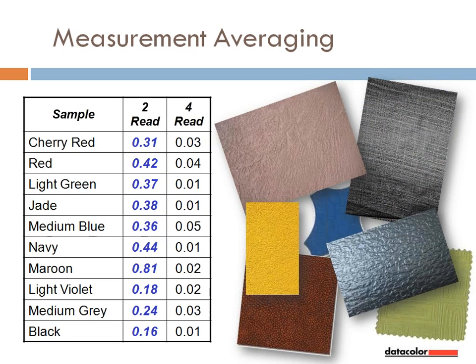Making multiple measurements, rotating samples, and averaging the different readings can help ensure you make a more representative sampling, especially for objects with texture, weave, or color variations. Here in this table, we compare an average of 2 versus 4 readings.